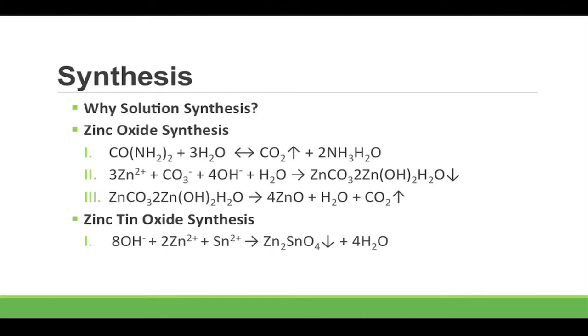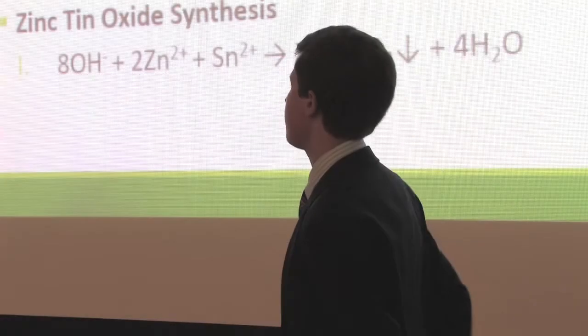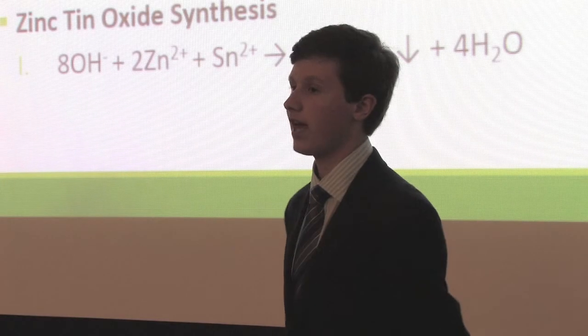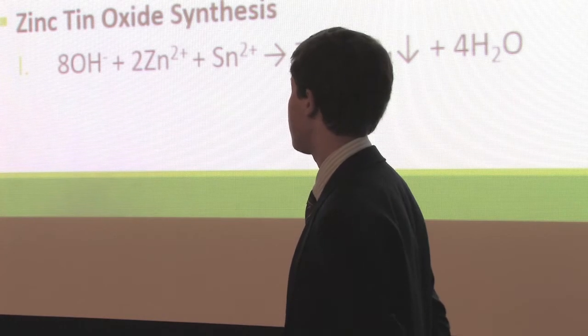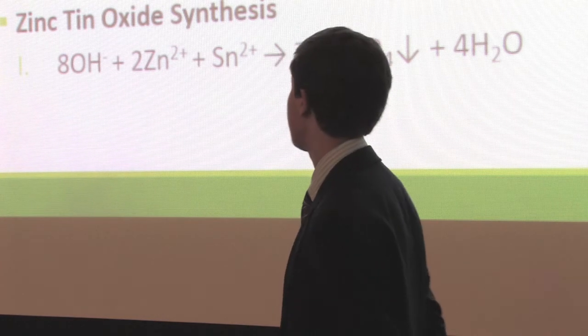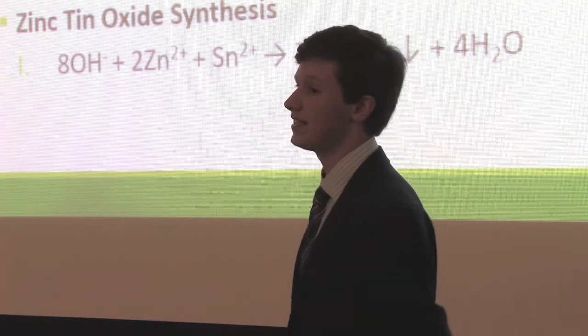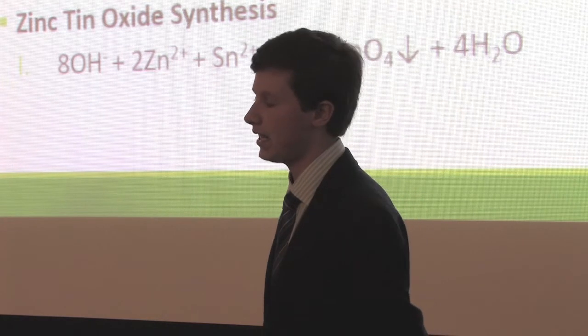And when this was subject to thermal treatment, or if it was heated, we formed our desired zinc oxide nanostructures. Now, in the second part of our experiment, we doped these zinc oxide structures with tin, which means we incorporated tin ions into the crystal structure that you saw earlier. And this happens according to the reaction here, where the hydroxide ion, tin ions, and zinc ions react to form zinc tin oxide or zinc stannate.